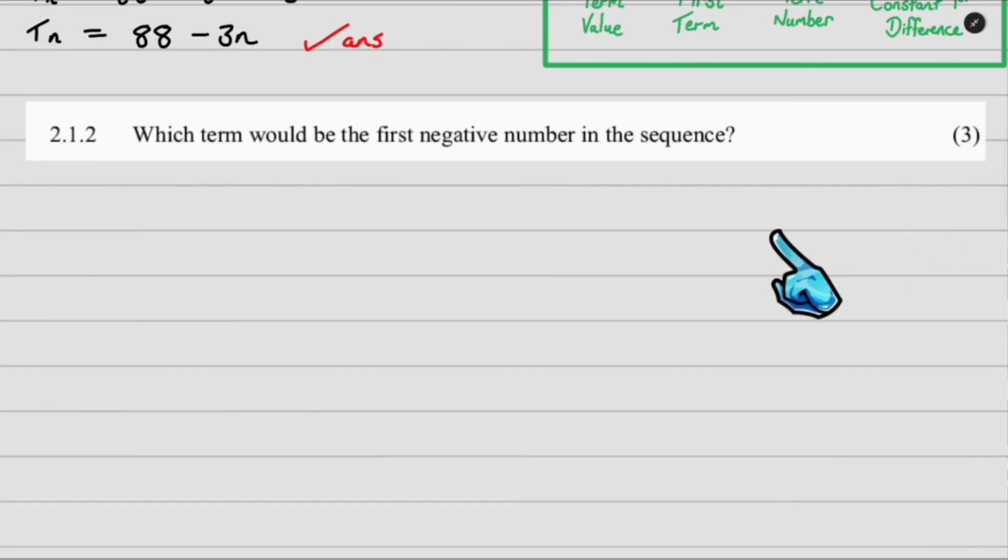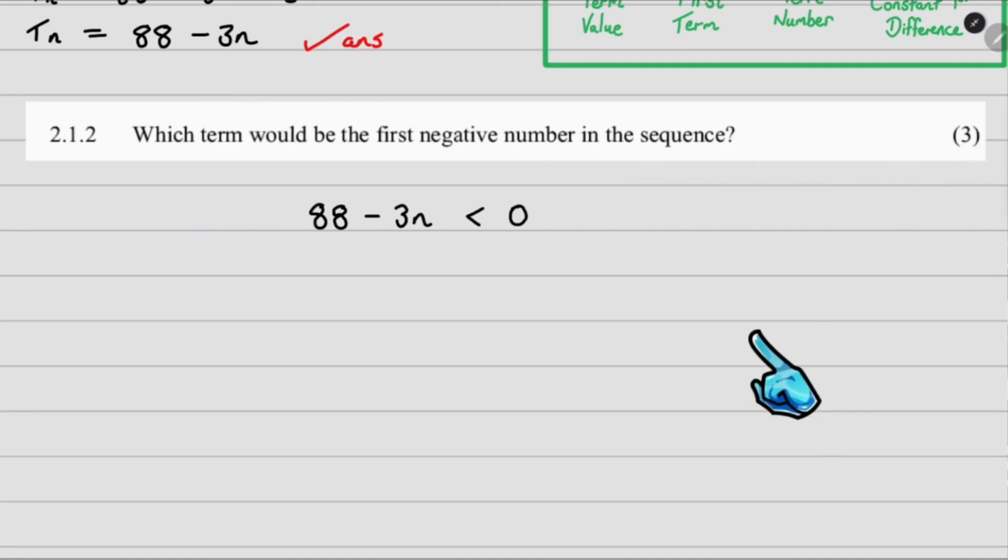The next question asks, which term will be the first negative number in the sequence? So we have to use the equation we got for it to accomplish this. So we grab this equation and we model it to be less than 0. And basically how you translate this in maths is, where is this thing smaller than 0? Another way of saying smaller than 0 is negative. So where is this thing negative?